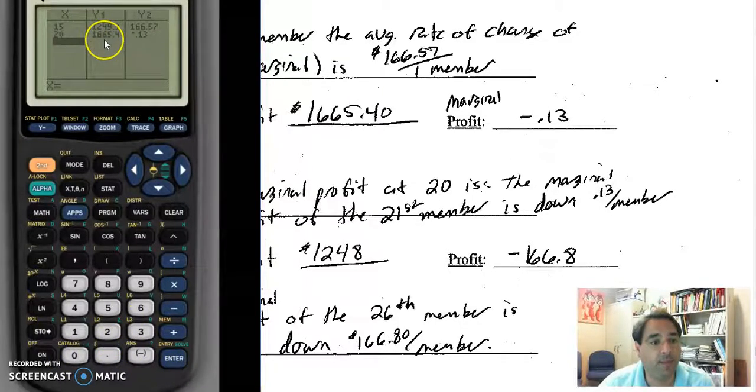My profit went up to $1,665.40, but what is this telling me? Negative 13 cents. It's telling me if I add one more member, my profit would decrease by 13 cents. So let's say you went to 25. Now your total profit actually decreased to 1,248, and it's telling me if I add one more member, it would go down $166.88.